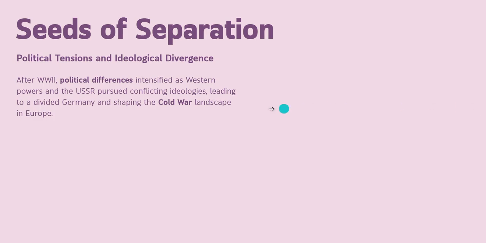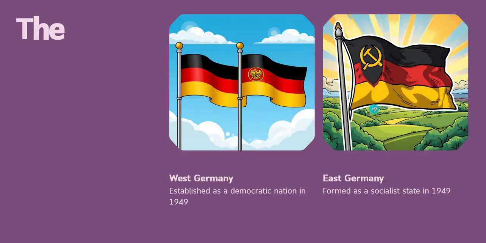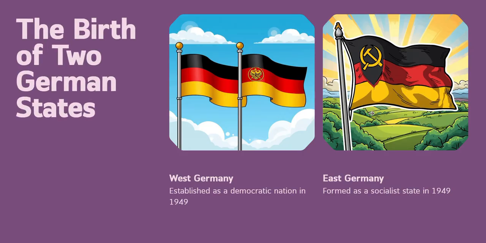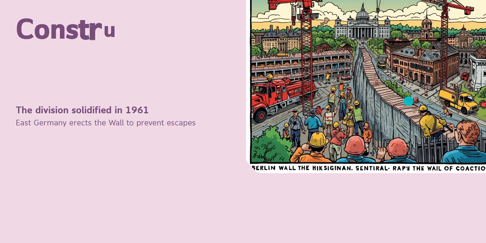The growing tension was such that the Western Allies promoted democratic government and a market-based economy in their zones. In contrast, the Soviet Union introduced a socialist system in its zone and established a government closely aligned with communist ideology. This political difference reflected the larger global rivalry between the Western powers and the Soviet Union during the early stage of the Cold War.